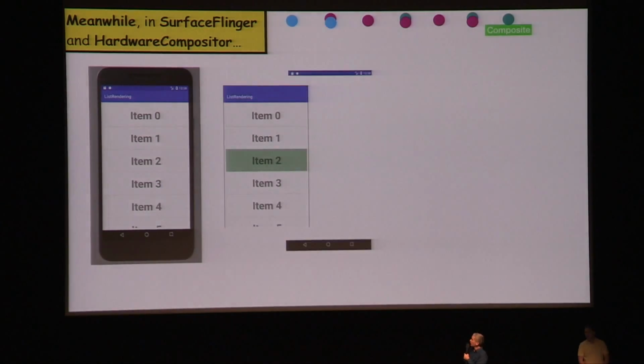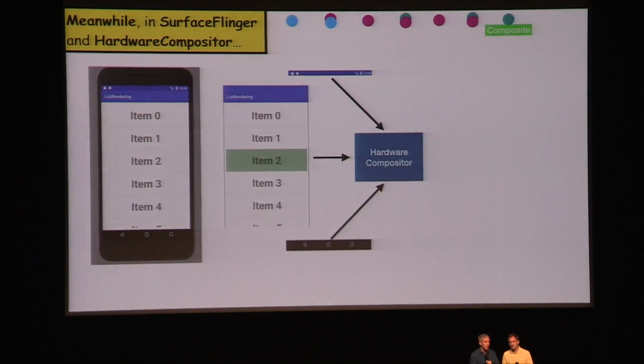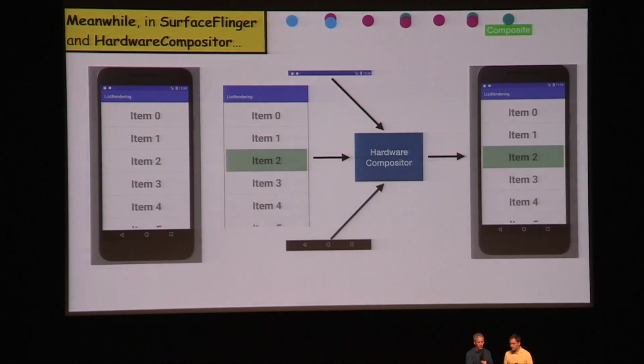You can think of it like this. There are these different surfaces on the phone. We have the navigation bar at the bottom, we have the status bar at the top, and then we have the actual content from the activity. These get composited by the hardware compositor, which Romain is going to talk about later, and then we end up with the final result there.